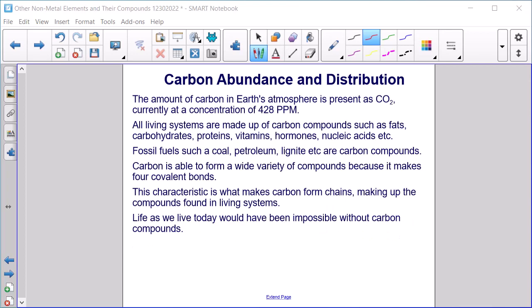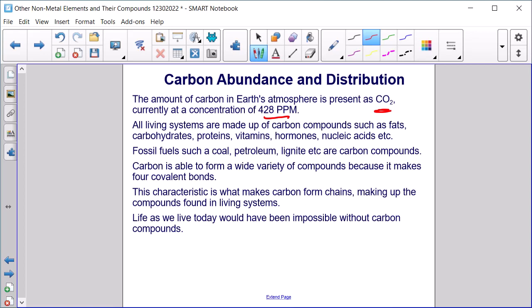The amount of carbon in Earth's atmosphere is present as carbon dioxide, CO2, currently at a concentration of 428 parts per million. All living systems are made up of carbon compounds such as fats, carbohydrates, proteins, vitamins, hormones, nucleic acids, etc. Fossil fuels such as coal, petroleum, lignite, etc.